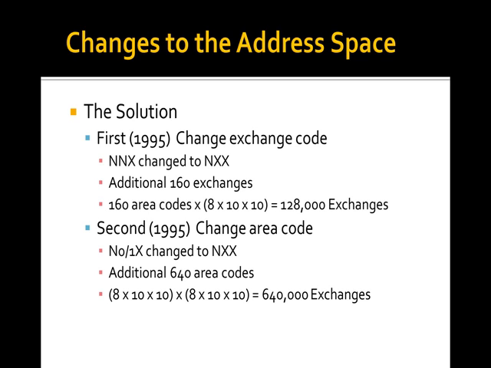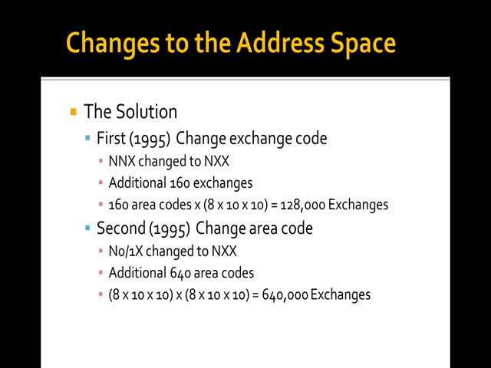First change they made was to change the exchange code. We went from NNX to NXX. Big deal. 2 digits. Look at the math. If I do that, then that adds 160 exchanges to every area code. That's a lot of address space. With that change, 160 new area codes, and you've got 128,000 exchanges added to this system. Remember that each exchange is 10,000 numbers. So that's a big change.